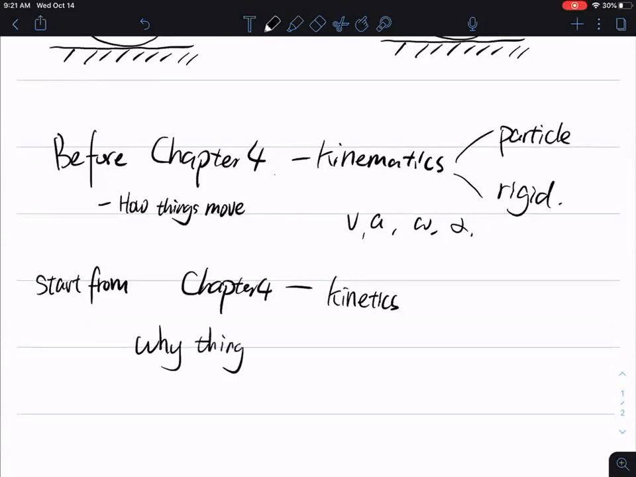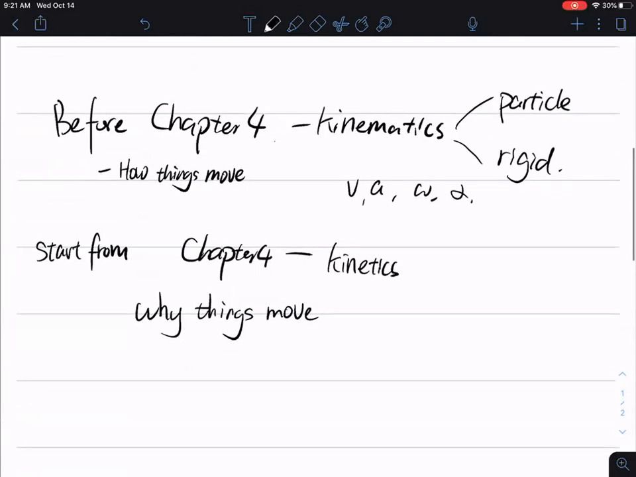Can you give a guess why things move? Gravity. Yeah, gravity. What is gravity again? It's a force. Yeah, forces make things move. So that's something we're going to try to figure out in this chapter.